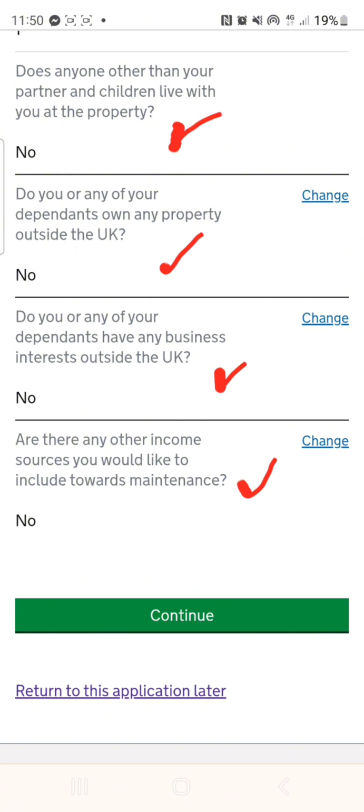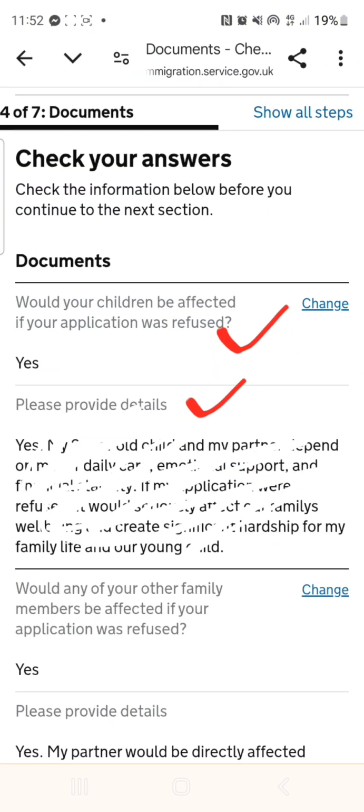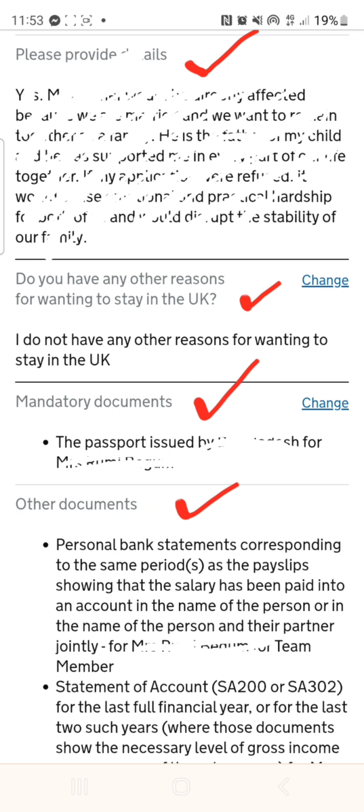How many bedrooms? Does anyone other than your partner and children live with you at the property? No. Do you or any of your dependents own any property outside the UK? No. And it is check your answer. Would your children be affected if your application was refused? Yes, and provide details of why your children will be affected. It says, do you have any other reason for wanting to stay in the UK? No, I don't have any other reason.